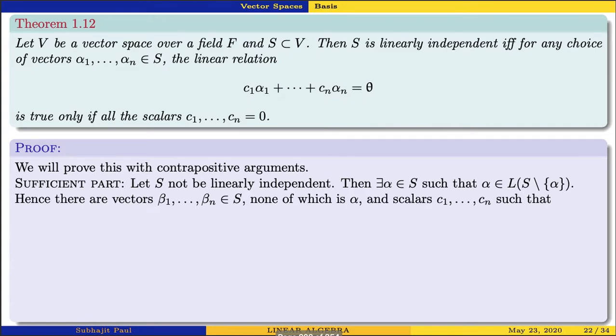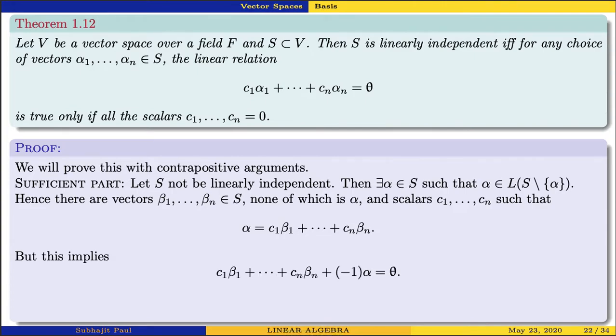Hence, there are vectors beta 1 to beta n from S, none of which is alpha, and scalars C1 to Cn such that alpha is expressed as a linear combination of beta 1 to beta n. Alpha equals C1 beta 1 up to Cn beta n, right? This is what it means by alpha belongs to L(S minus alpha). Okay, so we have got some vectors in S minus alpha, those vectors are beta 1 to beta n, for which a linear combination gives me alpha back.